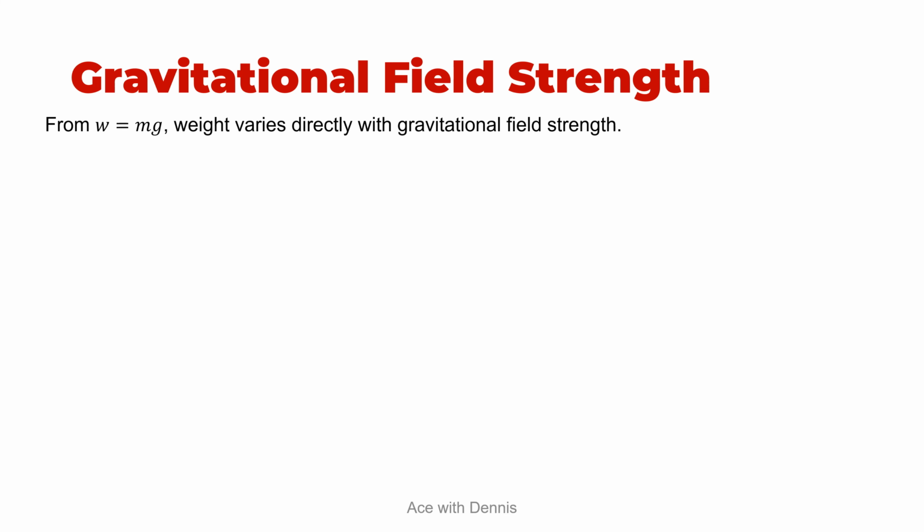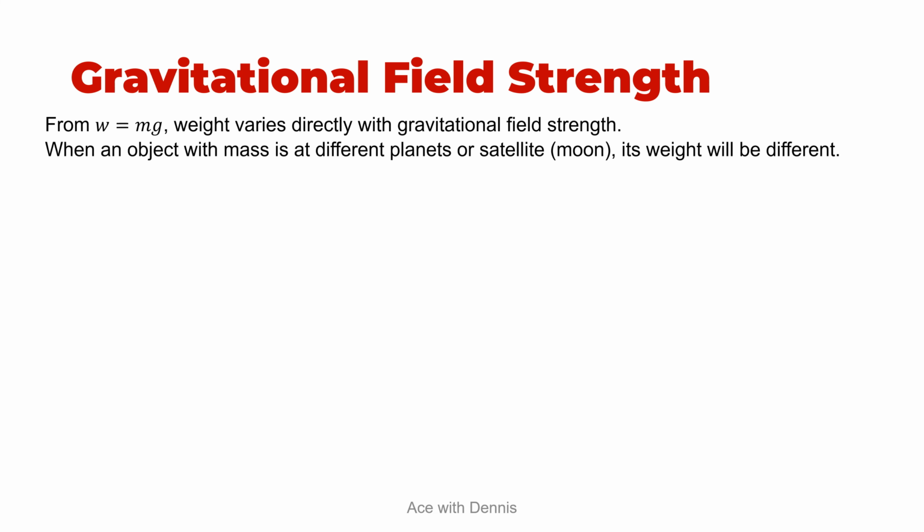From the formula W equals mg, weight varies directly with gravitational field strength. When an object with mass is at different planets or satellites, for example the Moon, its weight will be different.